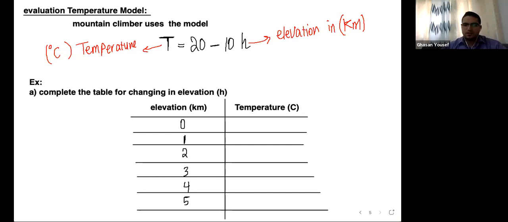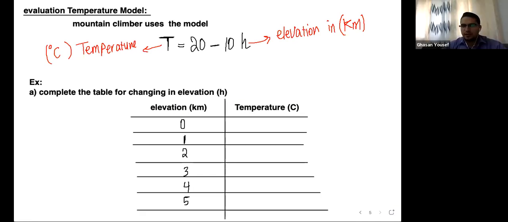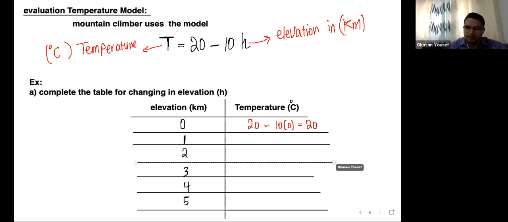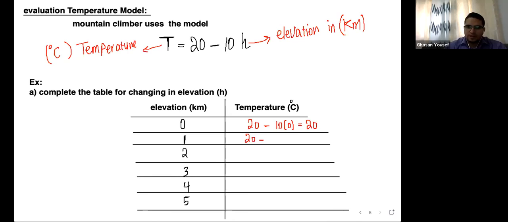What is the value of the temperature for the first one? When I apply the 0 inside this model, what's the value for the temperature T? 20, because T equals 20 minus 10 times 0, and 10 times 0 is 0, so I get 20 Celsius. For the second one, who will do the second one? It's 20 minus 10 times 1. 20 minus 10, which is 10. So 20 minus 10 times 1 gives me 10 Celsius.